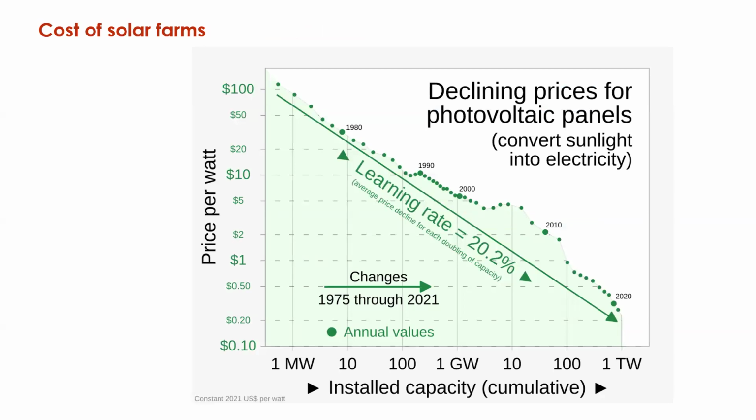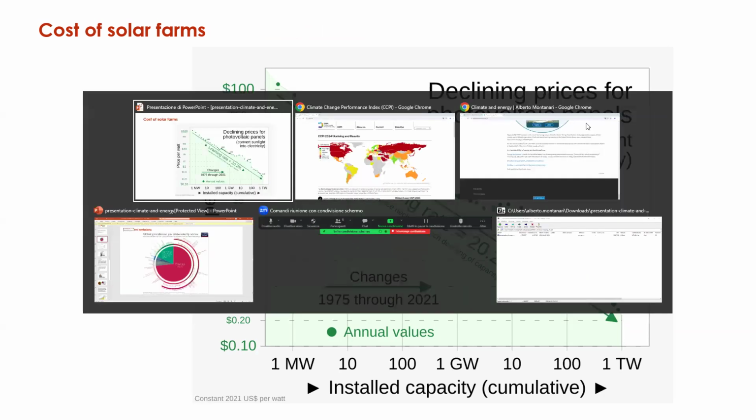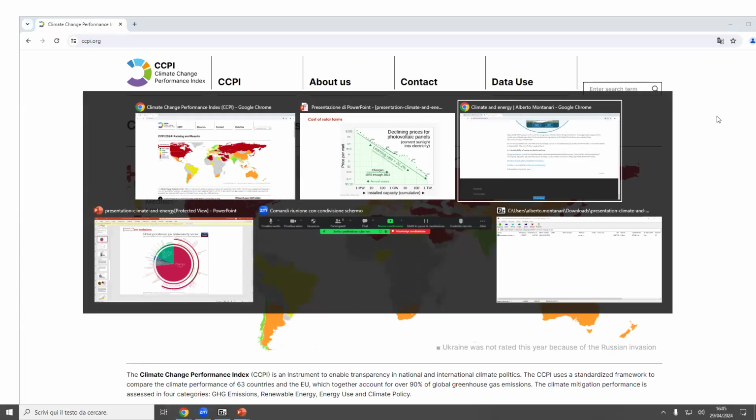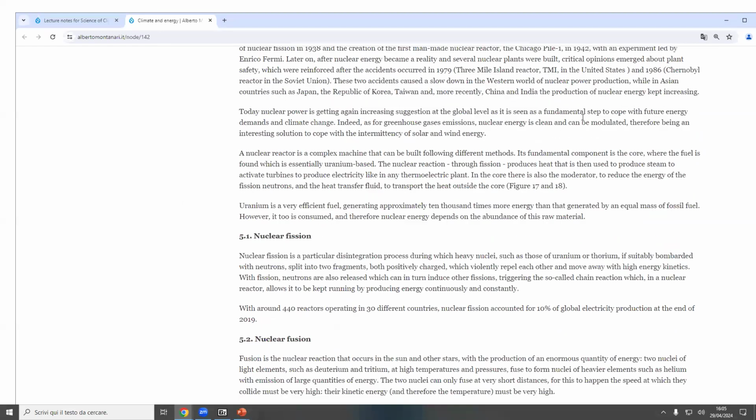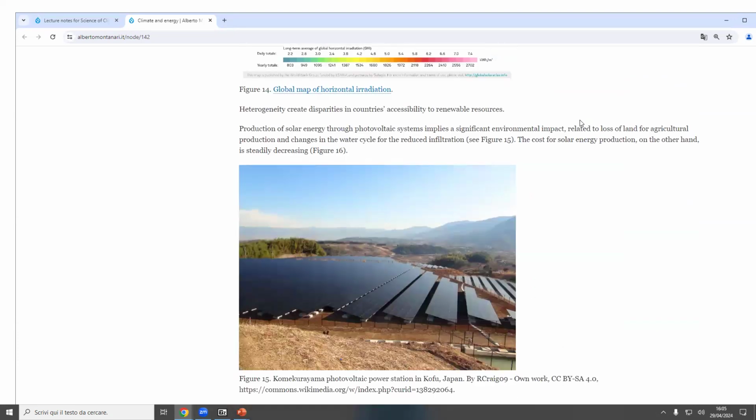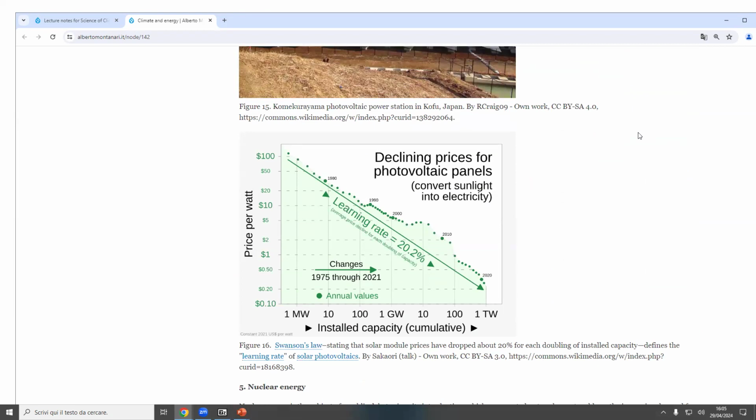This is another interesting addition that I wanted to make on my website, on the cost of solar farms. Let me refer to the website directly because there is some more information. One second. Here we are. Okay, you see that now there are these two figures included from yesterday, I think. This shows the progress, the declining prices for photovoltaic panels. Photovoltaic panels convert sunlight into electricity.